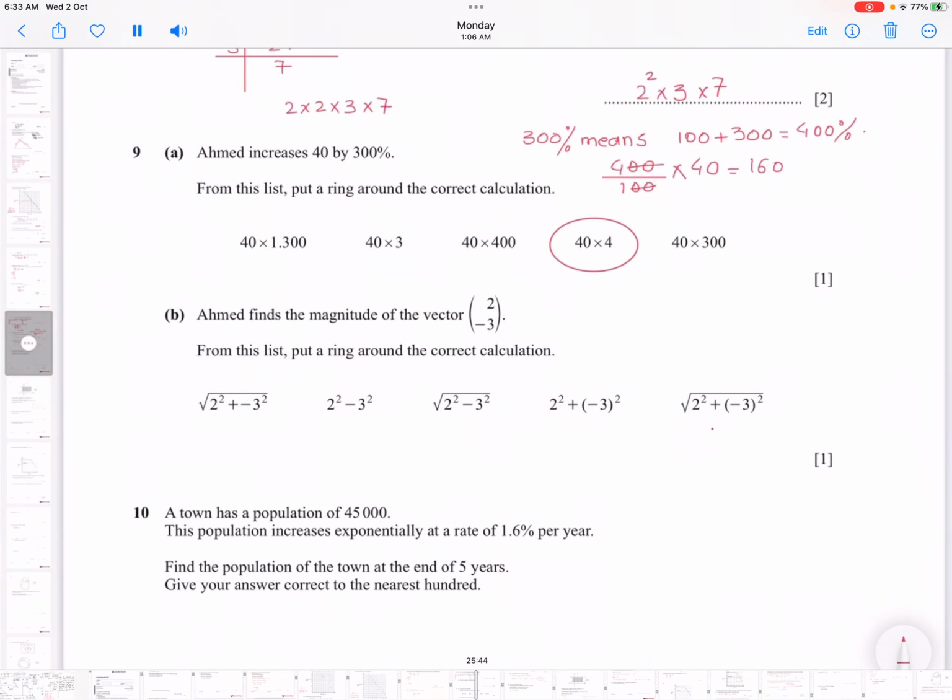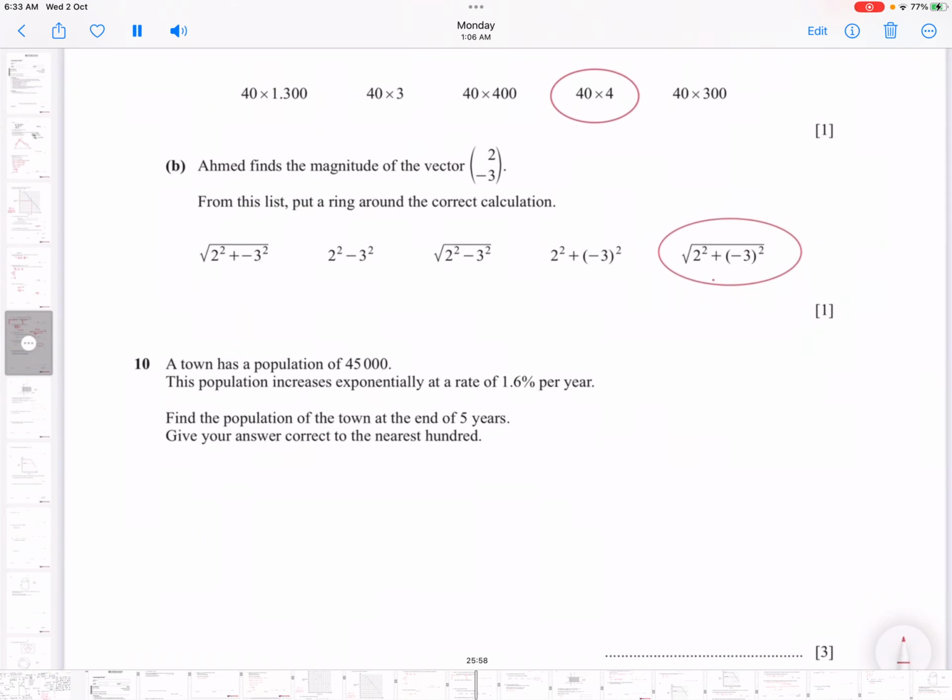B part. Ahmad finds the magnitude of the vector (2, minus 3). From this list, put a ring around the correct calculation. So 2 squared plus minus 3 squared, whole under root. So this is it, you can find it and put a ring around it.